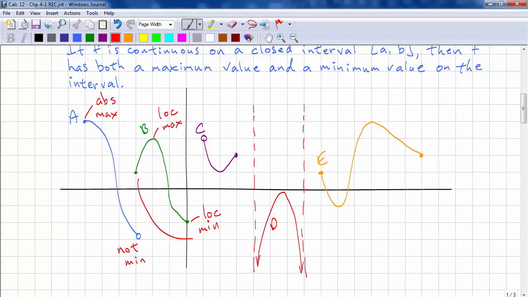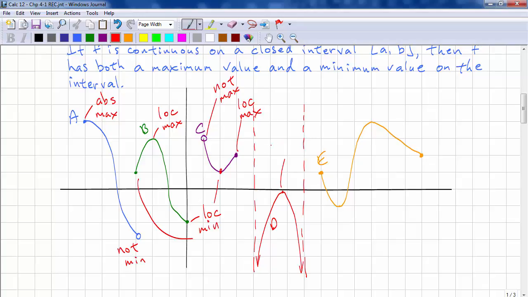Here we don't have a closed interval. This is a local min. This is a local max. This is not a max. Same reason this is not a min. This is open. So it will approach a value, but it won't ever be that value, so it's not a max.